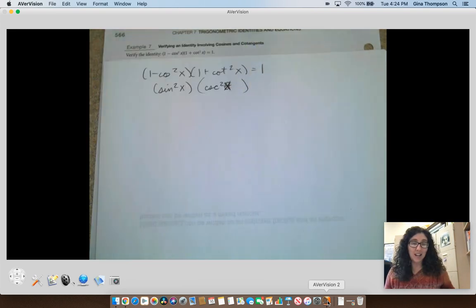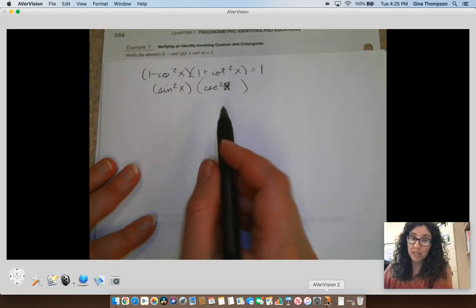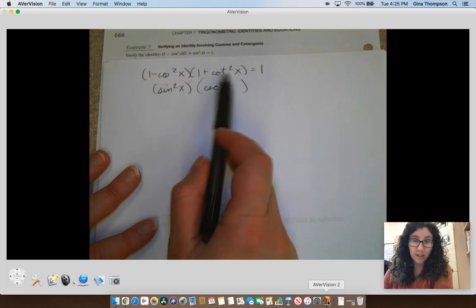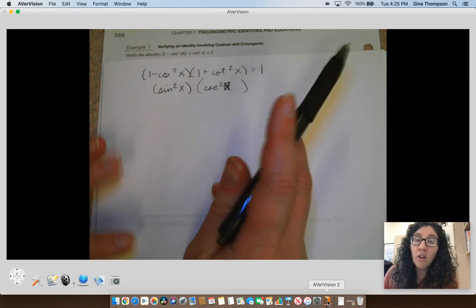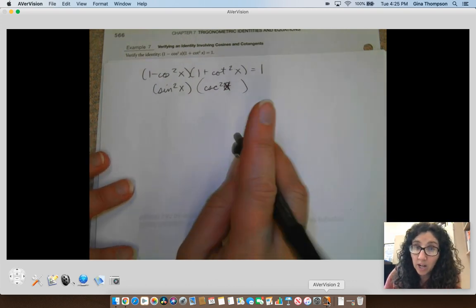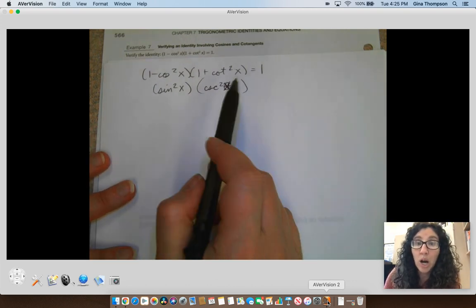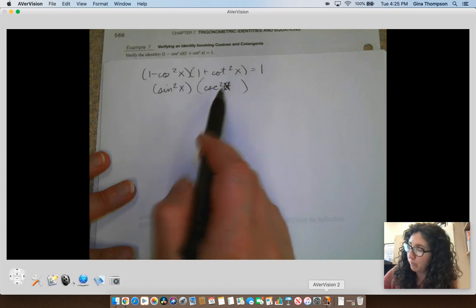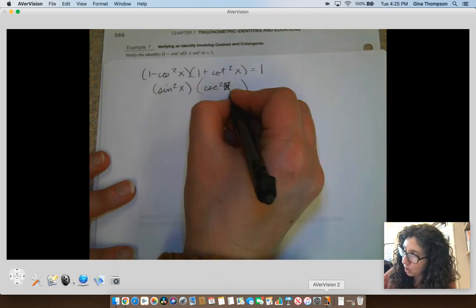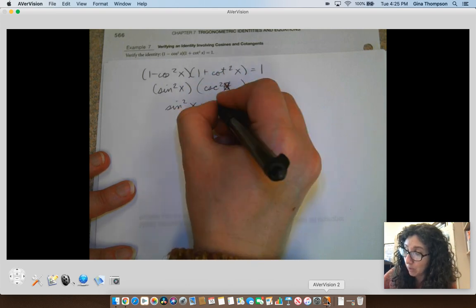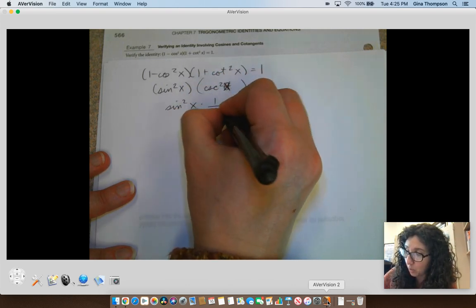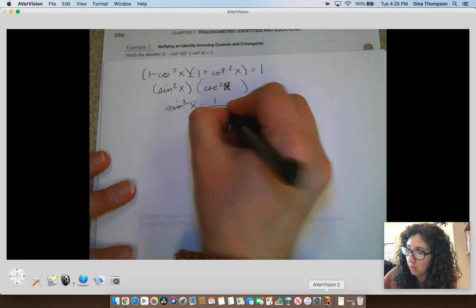Right, remember what I said? Almost always, if you've got some 1 plus stuff squared, or even if you just got stuff squared, chances are very good you're going to use the Pythagorean identities. You've got to know them and have them to refer to. So let's see, sine squared x, cosecant is 1 over sine squared x. Ooh, that looks pretty handy because now that equals 1.